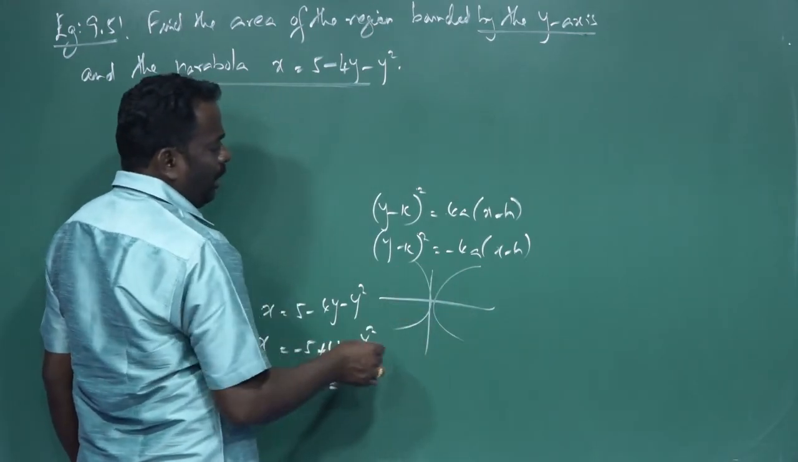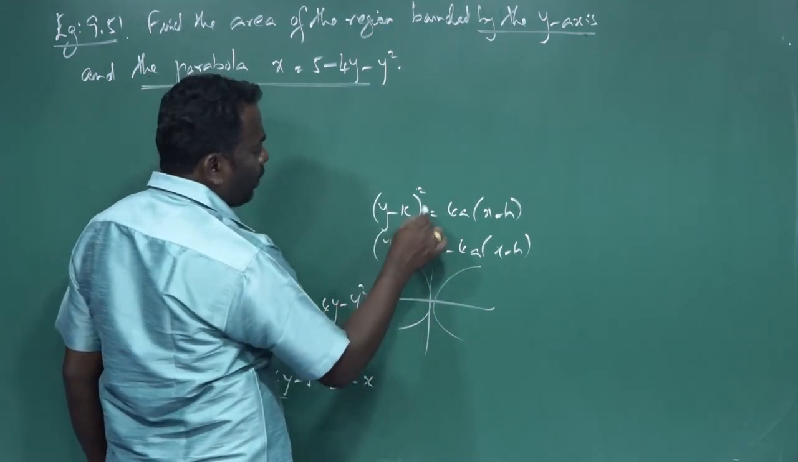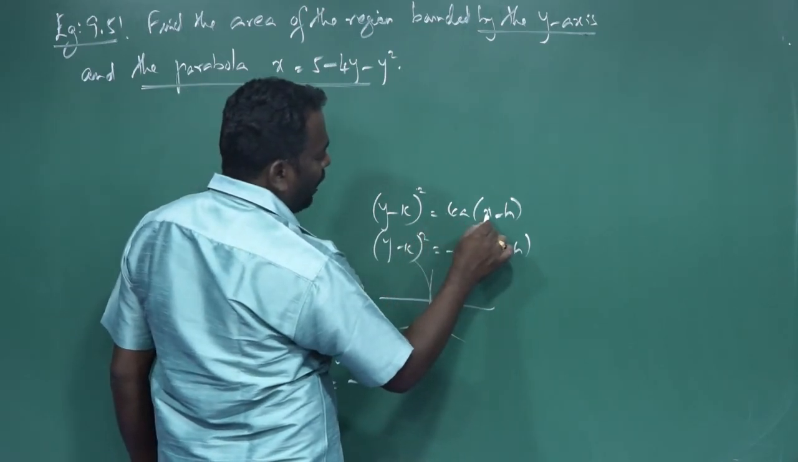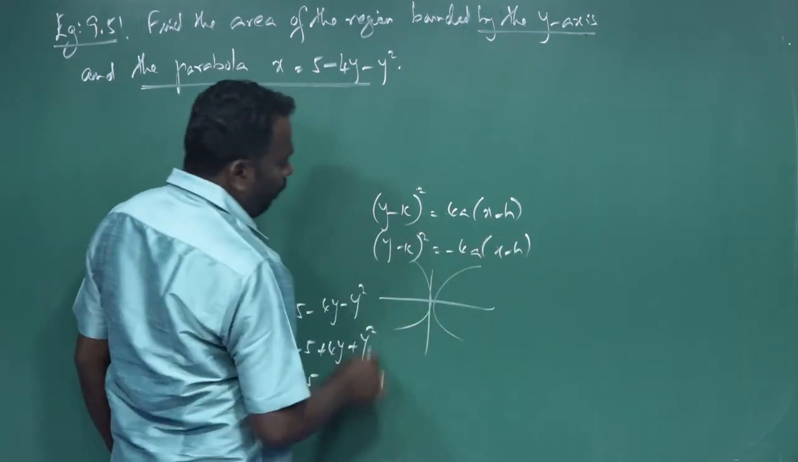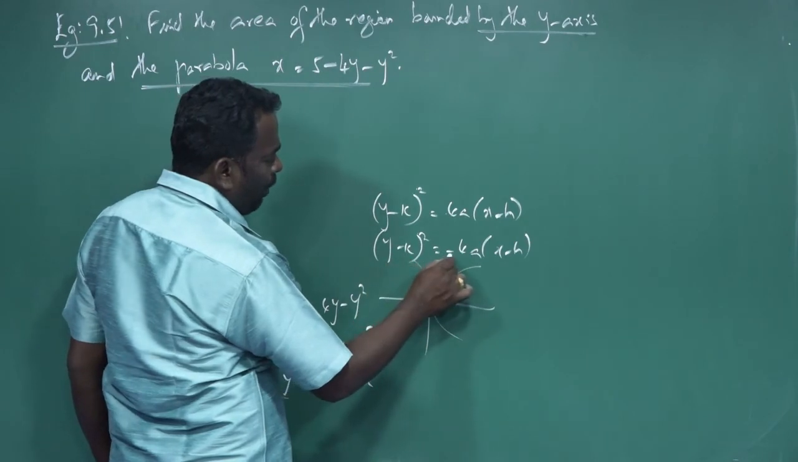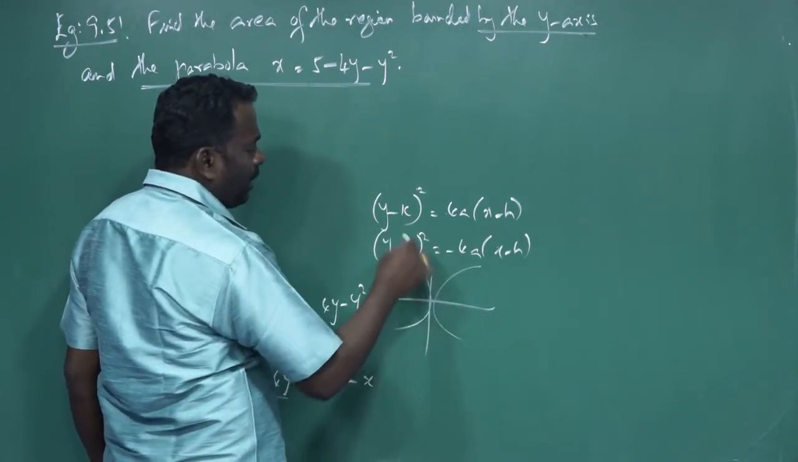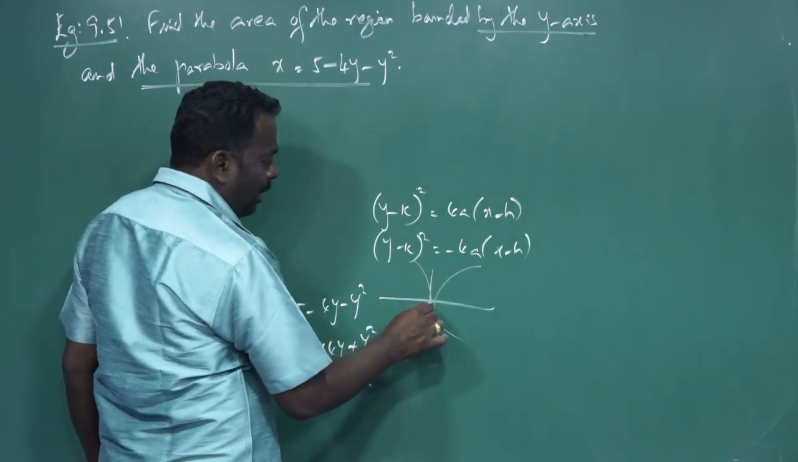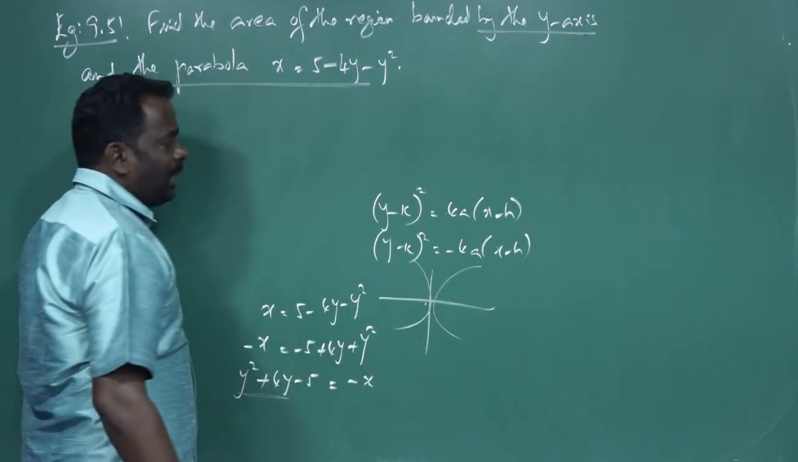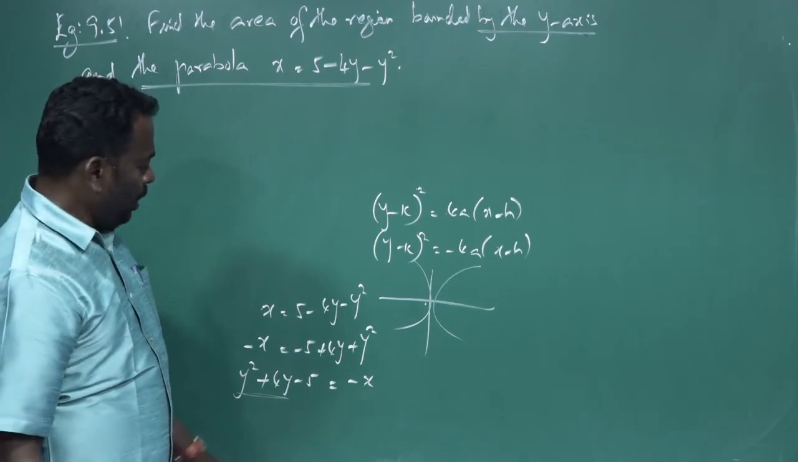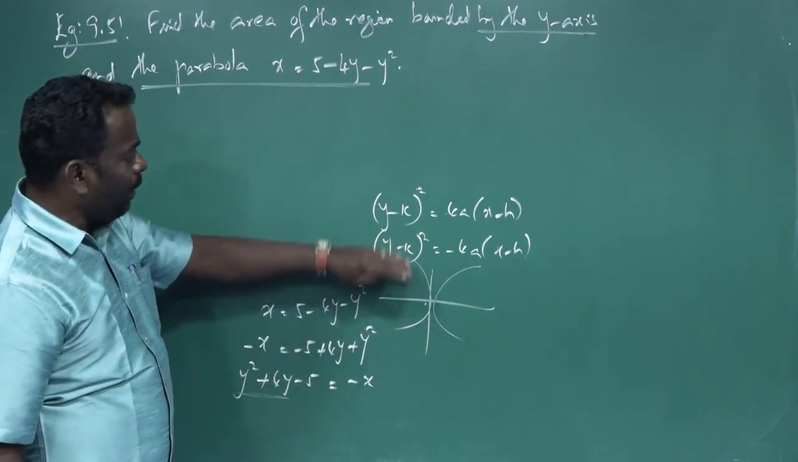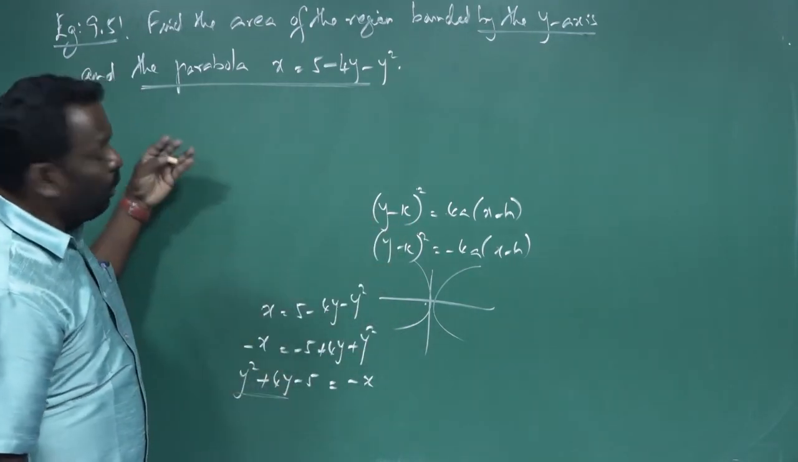So the standard form (y minus k) whole square equal to 4a(x minus h) is called an open rightward curve. (y minus k) whole square equal to minus 4a(x minus h) is called a leftward curve. But if (h, k) is the origin, it is called the vertex. If it is at some other place than the origin, it is called a shifted vertex. So now we have to find out what type of curve we obtain. After that we have to plot.